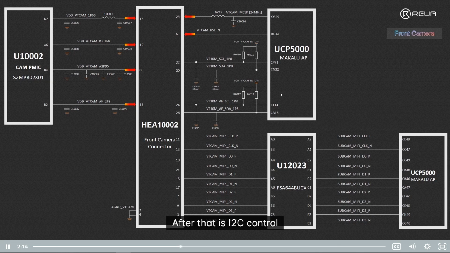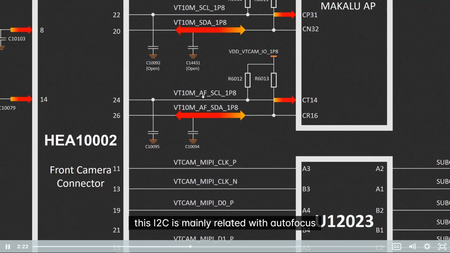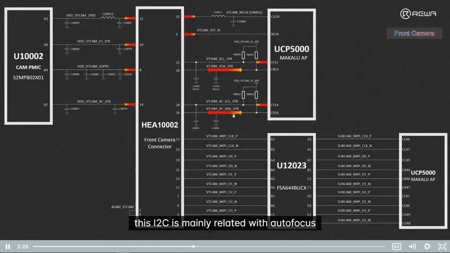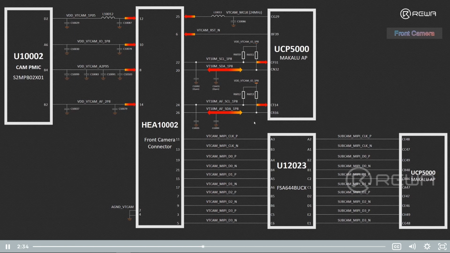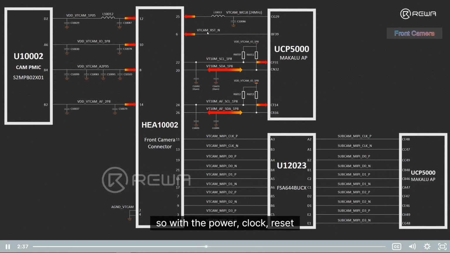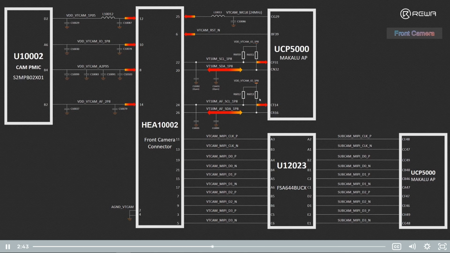After that is I2C control. The front camera will be controlled by the CPU through 2 sets of I2C rails, as you can see from here. This I2C is mainly related to autofocus. So if the 2 resistors or the capacitors get damaged, it may cause failure of the autofocus function. Okay, so when the power, clock, reset, and I2C control signals are fulfilled, the front camera will be on standby to work. Then, when we take a picture with the front camera, the image data is transmitted from the camera to this little chip. After processing, it is then sent to the CPU.